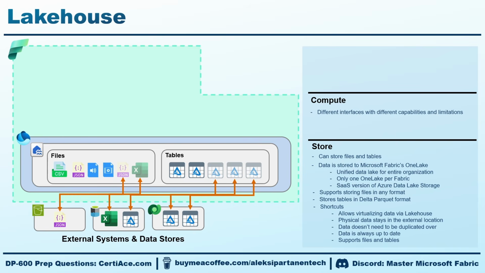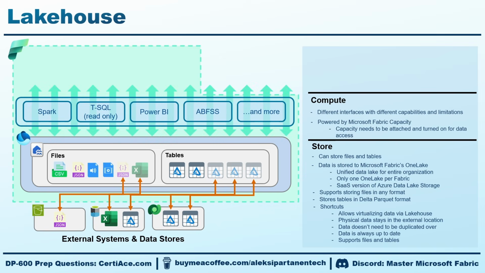Cool. Now we have data in our Lakehouse and we would like to access it. Well, there are several different interfaces that can be used to access Lakehouse data. We can of course access the data using Spark, then we have the T-SQL interface that provides a similar interface to Fabric Warehouse, but with the limitation that it only allows reading the data. So this interface does not allow writing data back to the Lakehouse. And since OneLake and Lakehouse are based on Azure Data Lake, we can use the ABFSS or Azure Blob File System API to access the data. Then we have some other endpoints like REST and Analysis Services that can be used to interact with Lakehouse and its data.